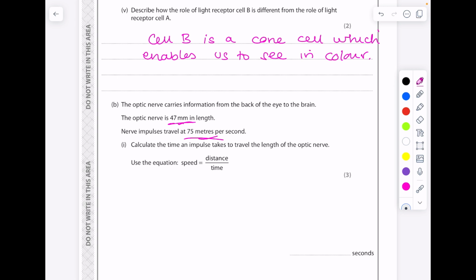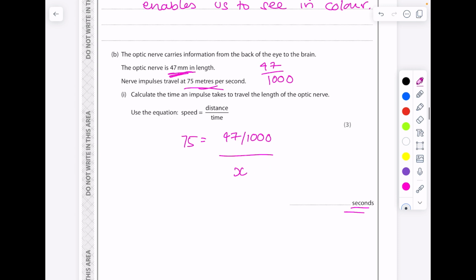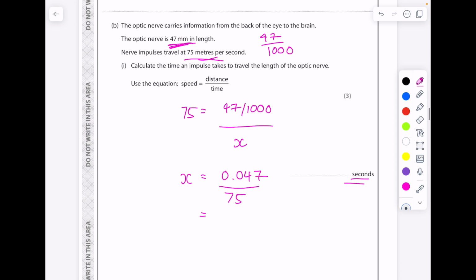So they've given us the equation. What I want to do is get 47 millimetres into metres. The way in which I do that is by dividing by 1,000. So I'm going to have 75 equals 47 over 1,000. And then I'm going to divide that by x because that's what I'm after. So just sort this out a bit. I've cross-multiplied to get x on its own. So my final answer here is a tiny number, 0.000627 to 3 sig fig.